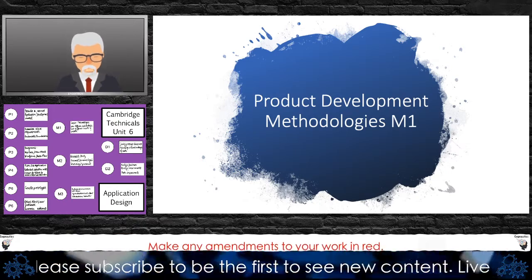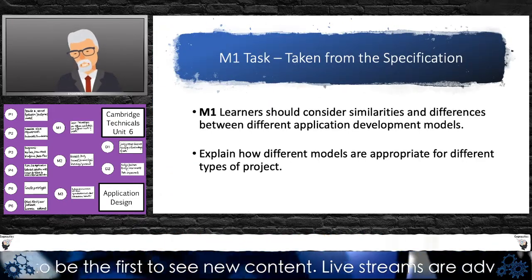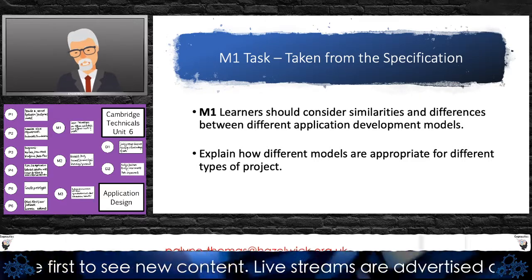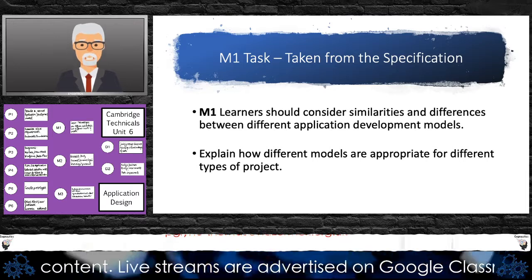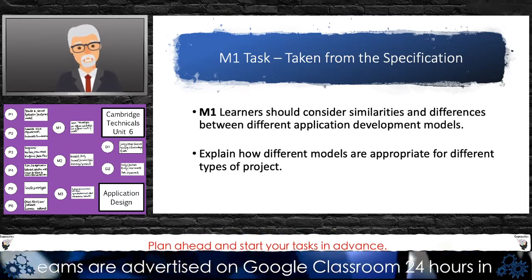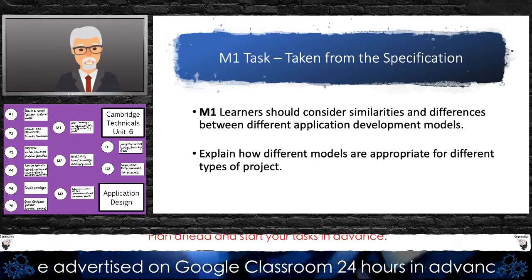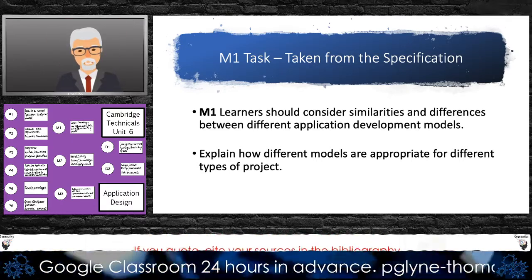Let's start with M1 and think about what it's about. This from the specification. You've got two different tasks within M1. Firstly, discuss the similarities and differences between the four application models you're going to look at. And we say application model, the waterfall was an example of an application model, all right?